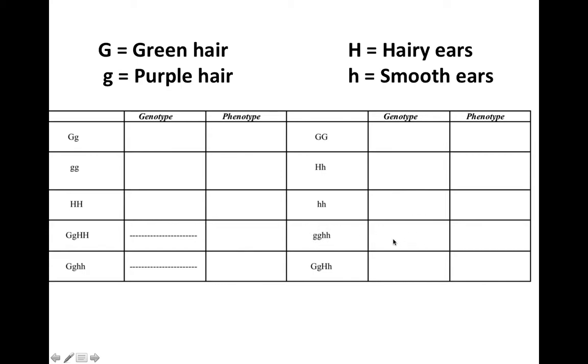Right down here, what would be my genotype? Now, I had you guys do it for this one. They're all lowercase, so that's going to be homorecessive. Very good. And what would be my phenotype? How about purple hair and smooth ears? Good job. And this last one here, if you notice, both are different. So shout it out loud. What did you guys get here? That's heterozygous, and my phenotype is going to be green hair and hairy ears. Hope you guys got that.